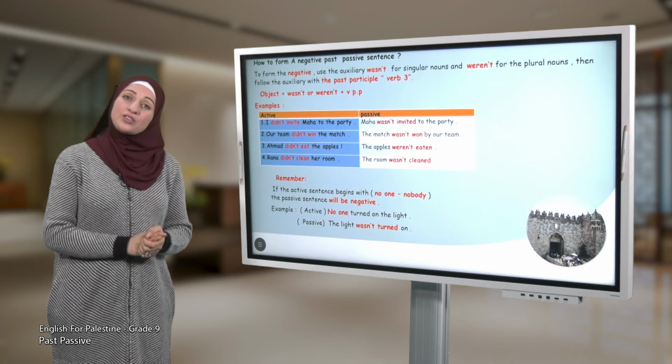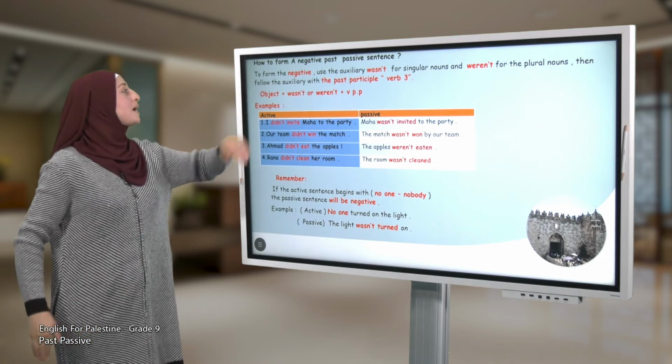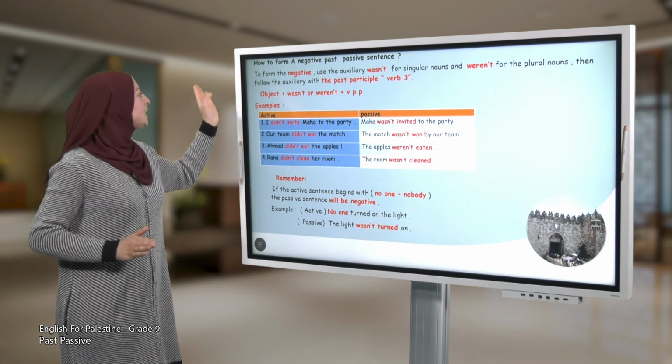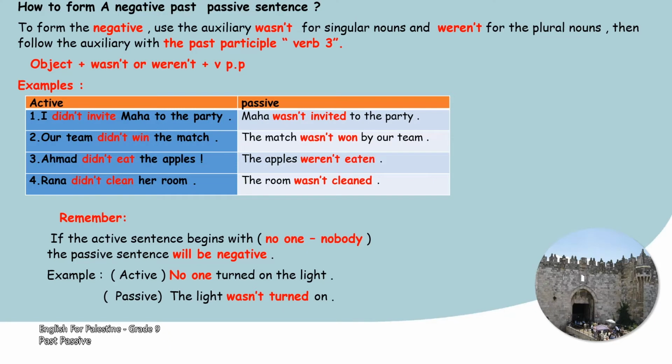Now, I have another question. How to form negative past passive sentence? It's easy to form this negative. To form the negative, I will use the auxiliary wasn't for singular nouns, and I will use weren't or were not for the plural nouns. Then, of course, I will follow it with verb 3 or the past participle of the verb. So, the rule here is I will start with the object, then wasn't or weren't plus the past participle.